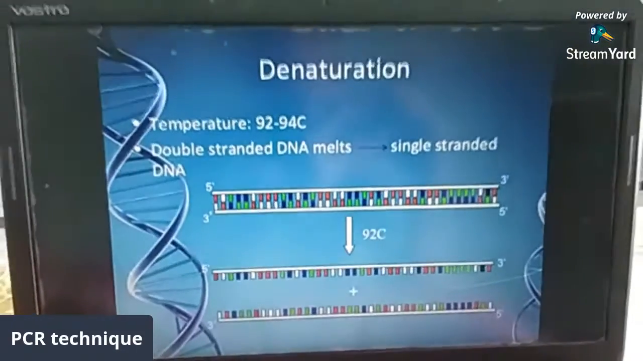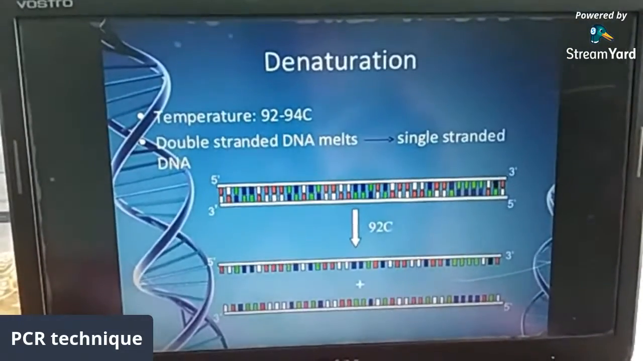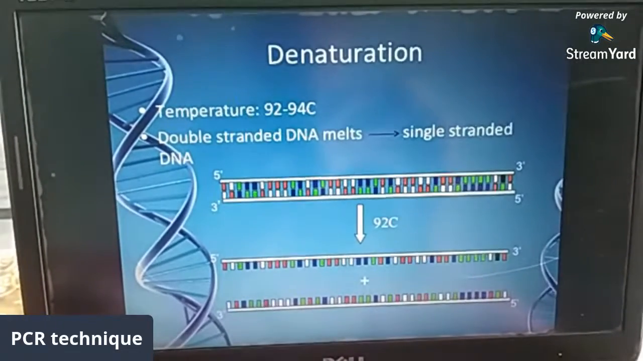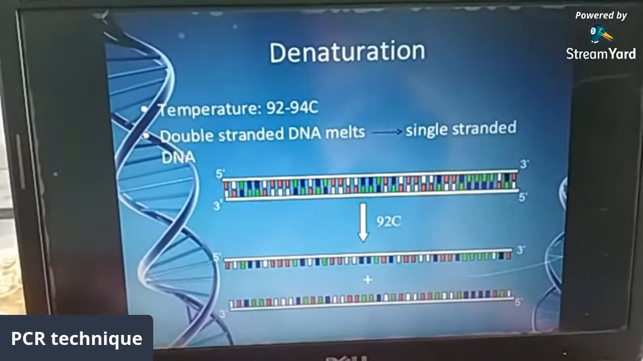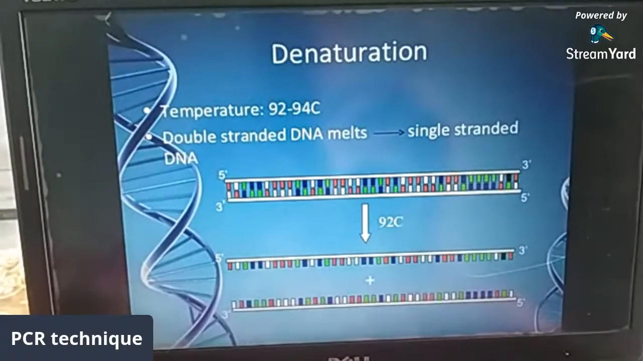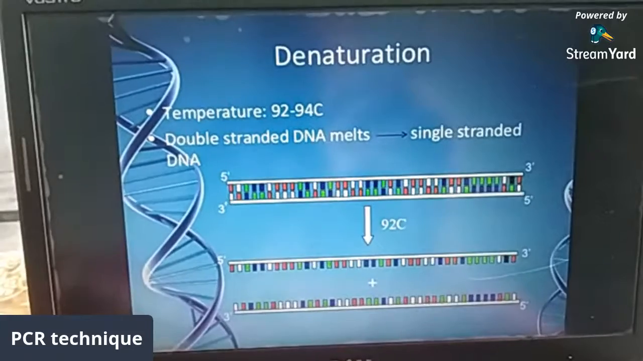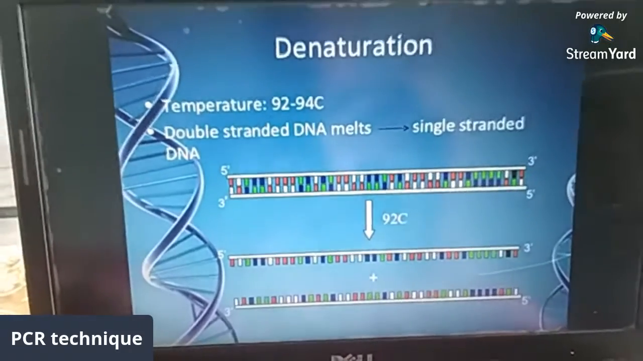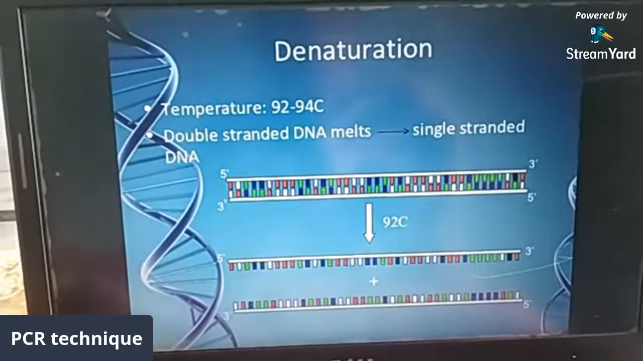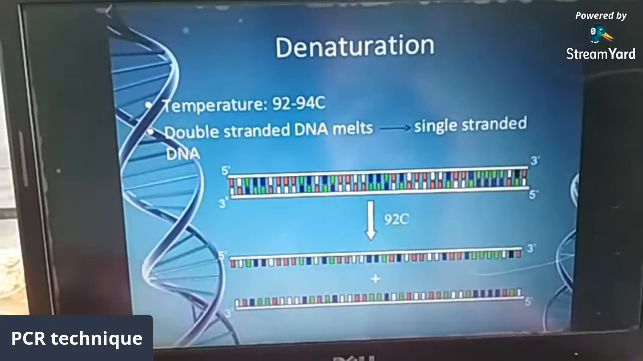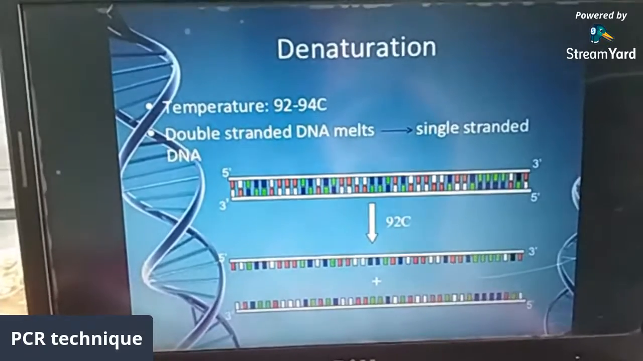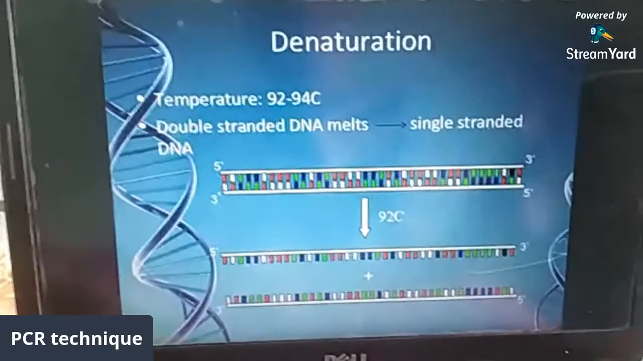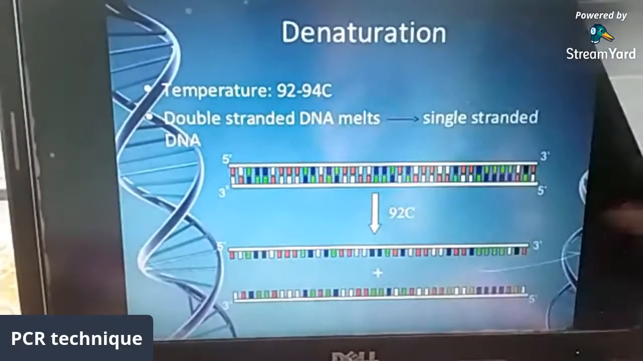Okay, so next is the denaturation. What is the meaning of denaturation? Denaturation means when the double-stranded DNA is transformed into single-stranded DNA. That's called the denaturation method. So DNA is always a thermosensible genetic material. What is the meaning of this? It is temperature sensitive. It means at high temperature, the double-stranded DNA breaks down into single-stranded DNA. Okay, so the temperature is 92 to 94 degrees centigrade.